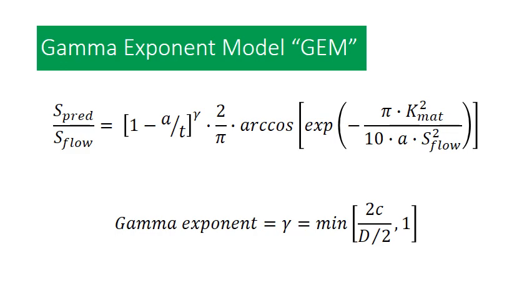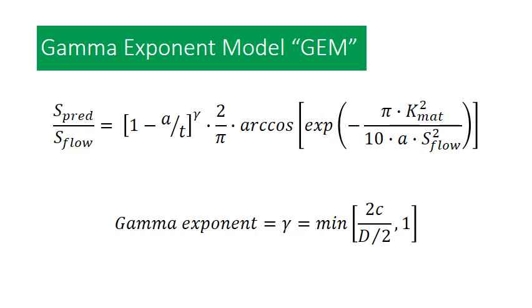Okay, so starting from the left, I've got the remaining strength, which is the predicted failure strength over the flow strength. Then we have a remaining ligament term to the power of the gamma exponent, 2 over pi. We have an arc-cos exponential term. K squared is the material toughness. There's a 10 factor in there. A is the crack depth, and then we've got our flow strength there squared.